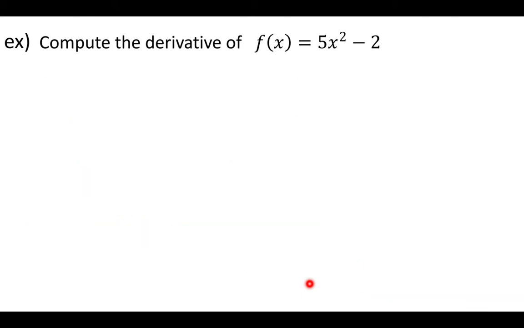Okay, so in this next one, we're just going to compute the general derivative of 5x squared minus 2. We're not going to do it at a specific point, but what this allows you to do is compute a general derivative, and then you can actually just sort of plug in any point that you want to. So this is actually probably a better way to do it, but you need to know how to do both ways.